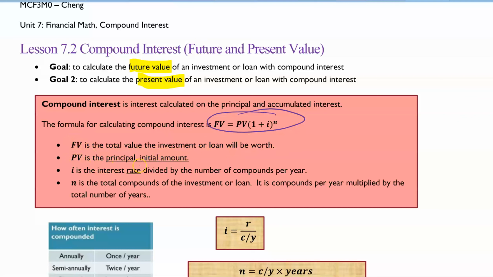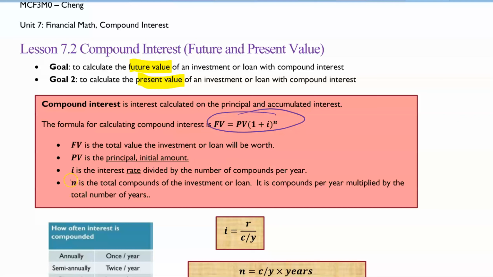PV is the principal or the initial amount. Initial means time is 0. That's what you start off with. How much money did you put in to start it with? i is the interest rate divided by the number of compounds per year, and also make sure you divide that interest rate by 100, because you have to take that percentage and turn it into a decimal. Then you divide it by the number of compounds per year.